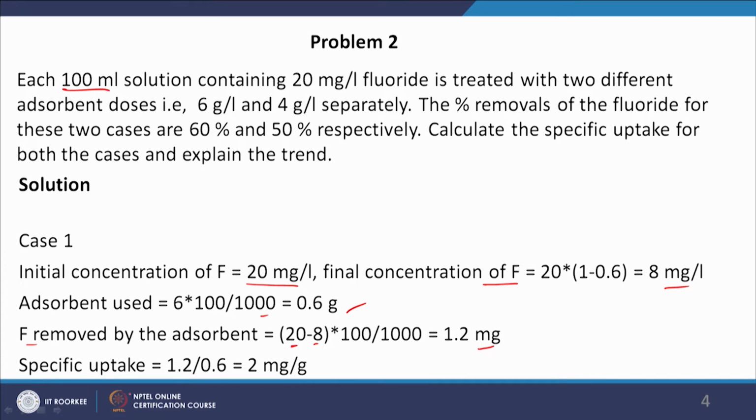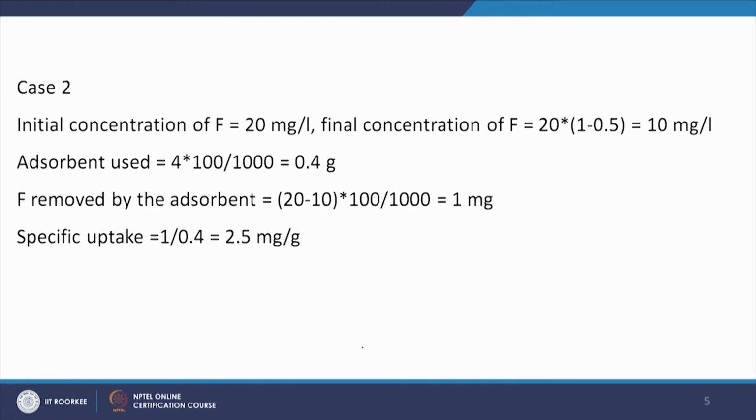So, specific uptake is 1.2 mg divided by 0.6 gram, that is 2 mg per gram. So, that is 2 mg per gram we are getting in this case as the specific uptake. So, that is for case 1, but for case 2 what will we get?